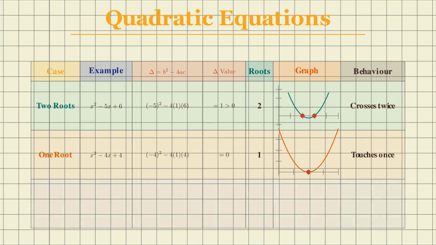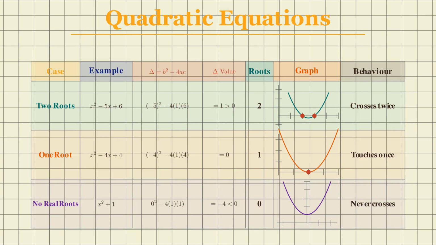In row 3, if there are no real roots, let's take x squared plus 1. Discriminant will be 0 minus 4 times 1 times 1. That's negative 4. Delta is negative. And a negative discriminant means no real roots. The parabola never touches the x-axis, not once.